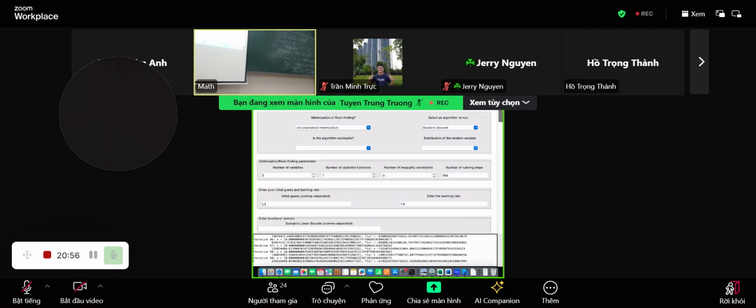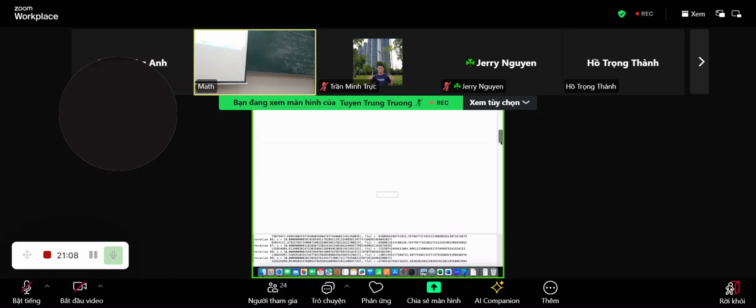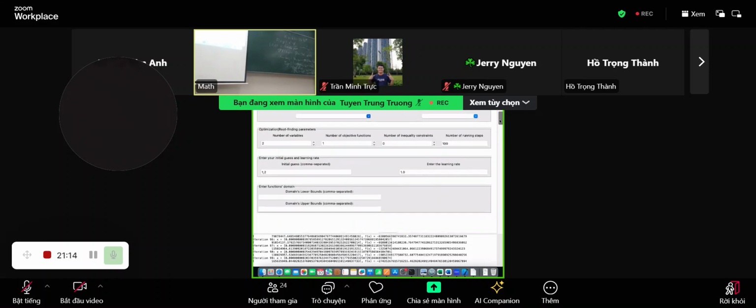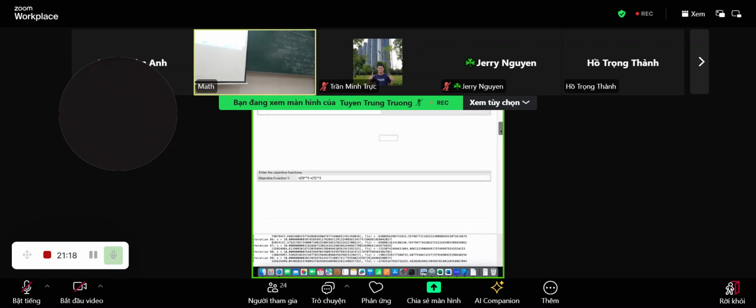So let's see what happens if we use Newton's method. I claim that it will go to 0, so I need to use Newton's method with the learning rate set to 1. So you see Newton's method, and let's run it again. At the point x equals 1, y equals 2. Let's run it.